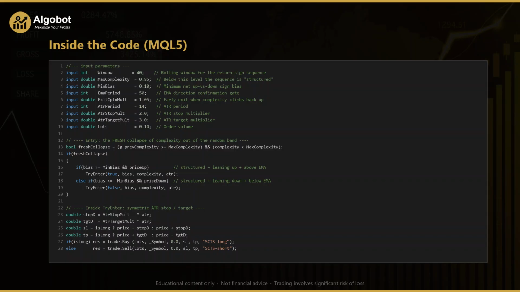Below the inputs is the heart of the logic. The Boolean called fresh collapse is true only when the previous complexity was at or above max complexity, and the current complexity has just dropped below it.